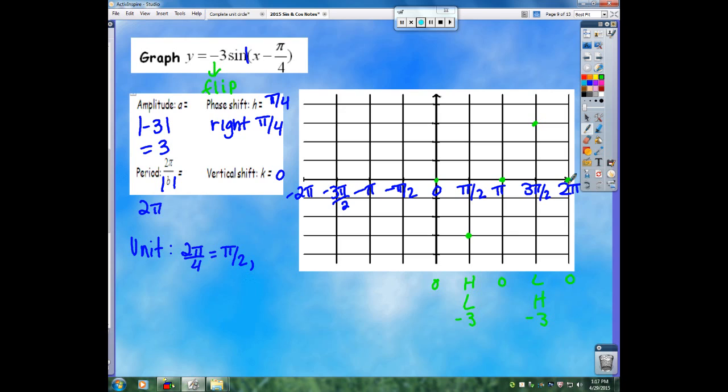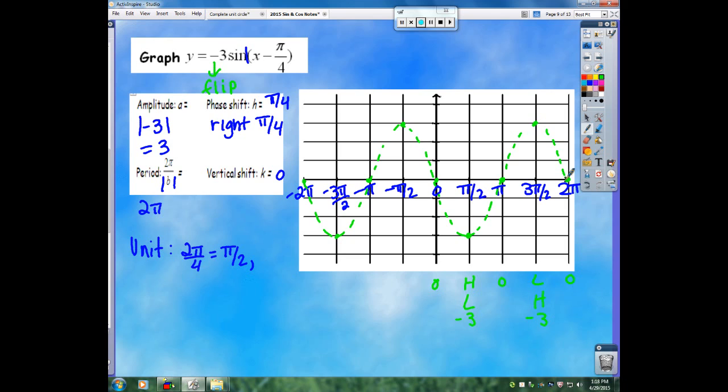All right, continue that pattern. So at negative pi over 2, we want to go high 3, back to 0, low 3, and then back to 0. Now like I said, this is not my final graph, so I'm just dotting this in because I still had to do that phase shift. I got to move my entire graph right pi over 4. So all of these points need to move right pi over 4.